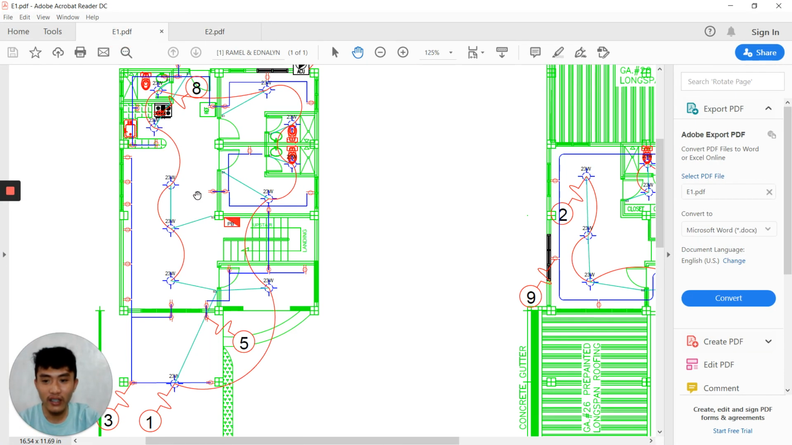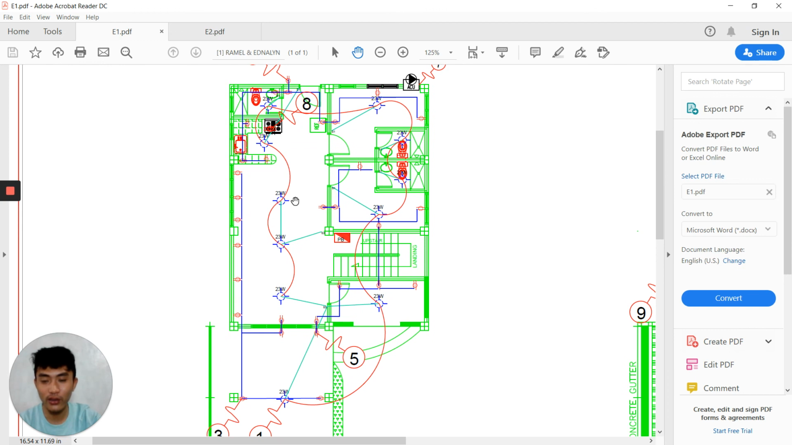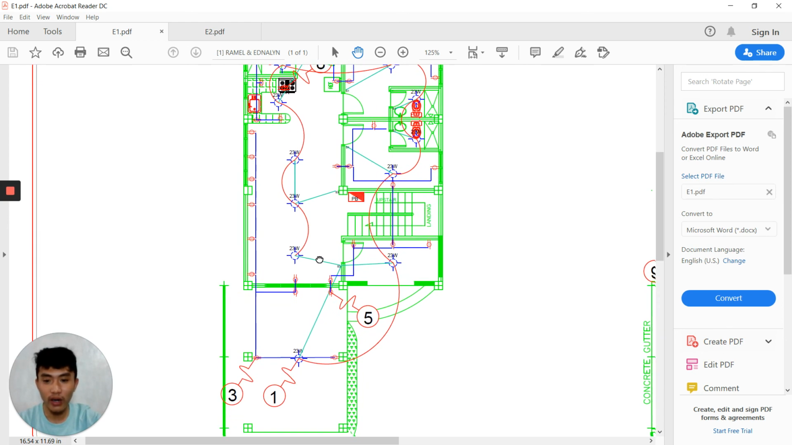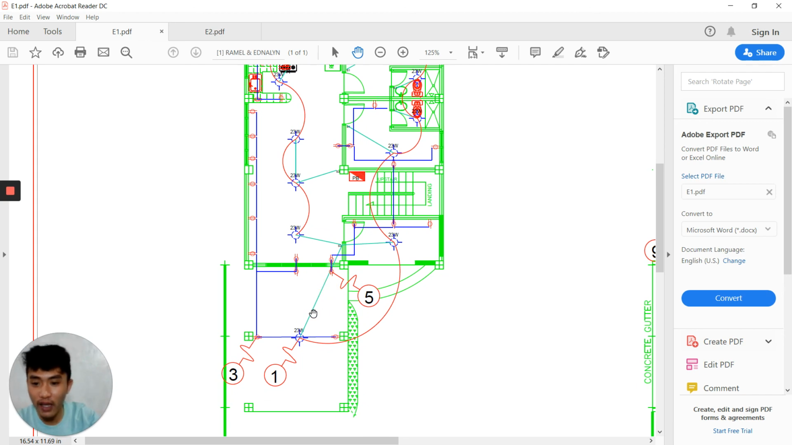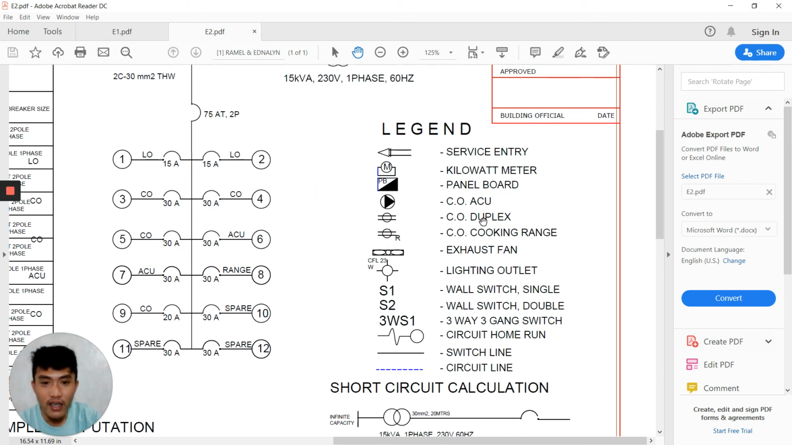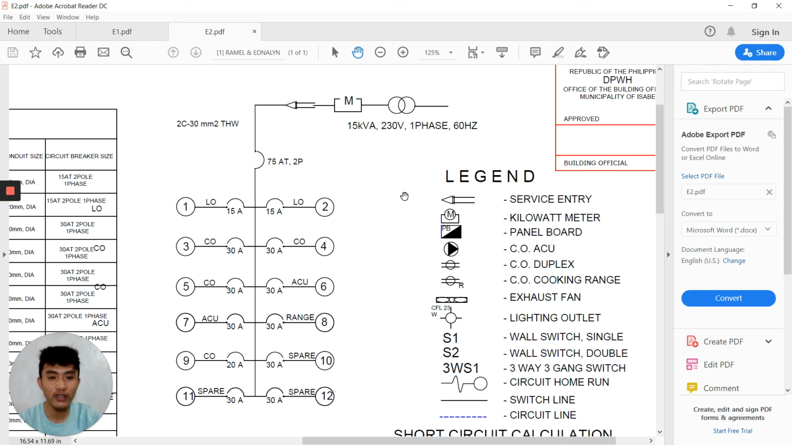This green portion is just a floor plan of the entire house. If you can observe in this plan, it also contains the different symbols that are being used for the electrical part of a construction plan. Let's try to look at the legend once again. Here we have the service entry. This is where the main electricity from the main post line, or from the main electrical lines, is being inputted into the house from the outside.